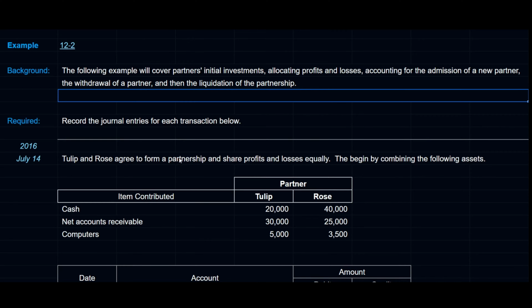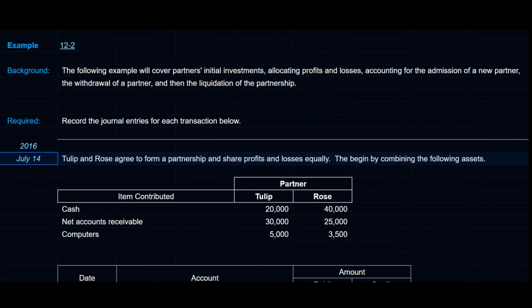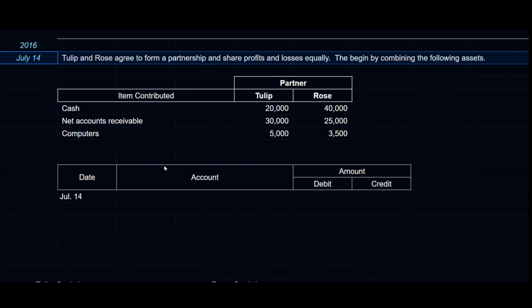In this example, we are going to be recording journal entries for each transaction below. Starting in 16 on July 14th, Tulip and Rose agree to form a partnership and share profits and losses equally. They begin by combining the following assets. We can see that they contribute cash of $20,000 and $40,000 respectively, accounts receivable, and computers. We could record this transaction as follows.